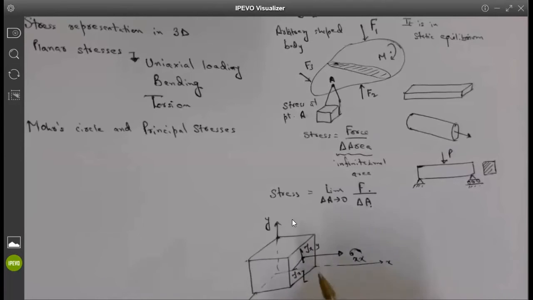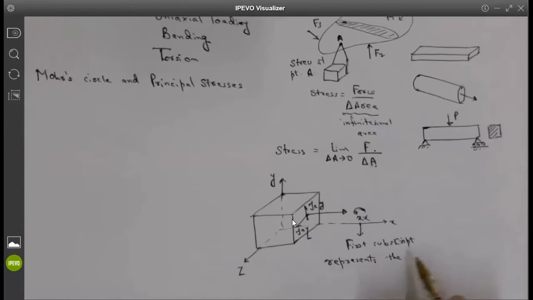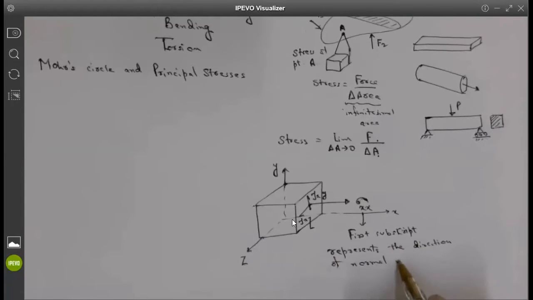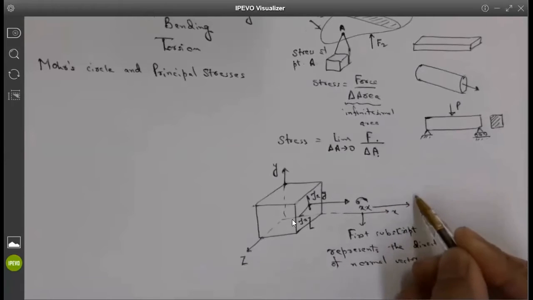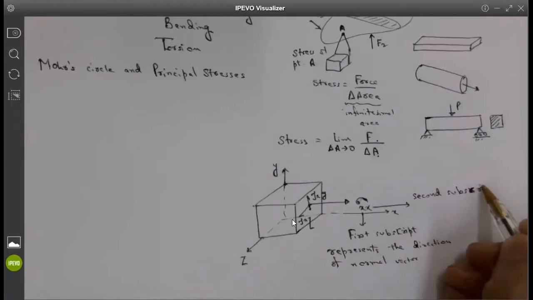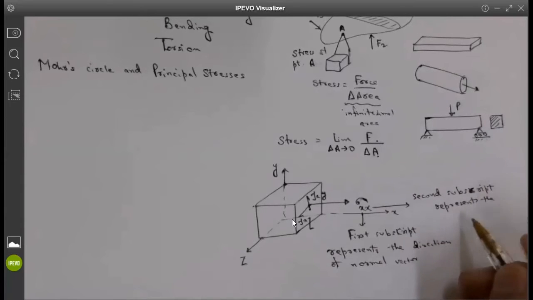And I believe we did this discussion in the previous lecture, where we saw that the first subscript represents the direction of the normal vector, and the second subscript represents the direction along which the stress component is lying.